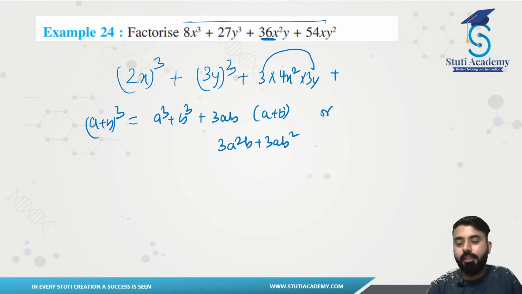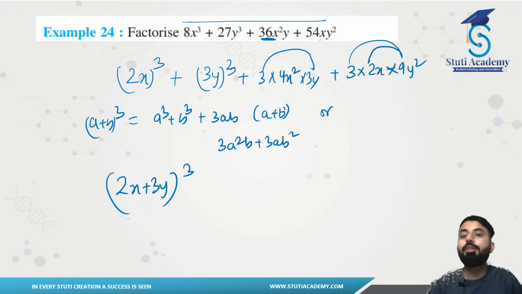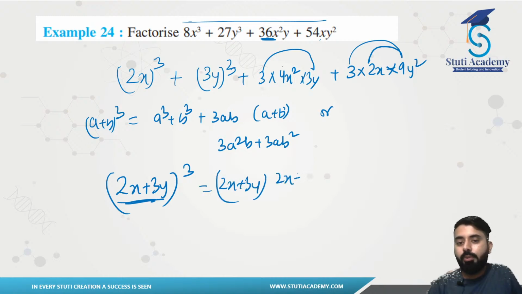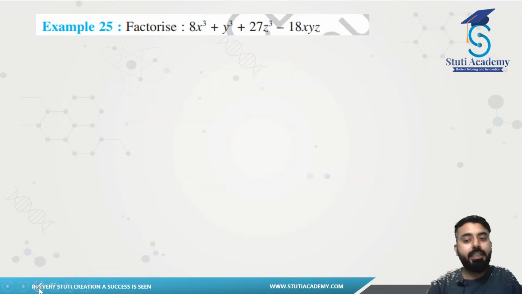Similarly, this will be 3ab square. So that means 3 into 2x into 9y square. So this will be 27, 27 into 2, 54. So the identity is 2x plus 3y whole cube. So this is the factorized form. Just write 2x plus 3y thrice: 2x plus 3y, 2x plus 3y, and 2x plus 3y. Easy. So you are going to attempt everything like this. This is quite easy, like the one we have done earlier.